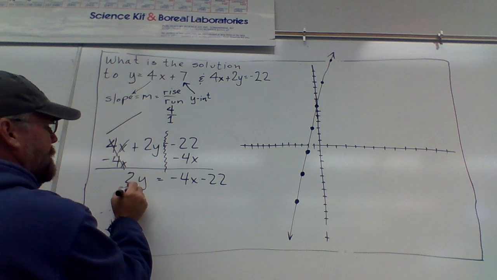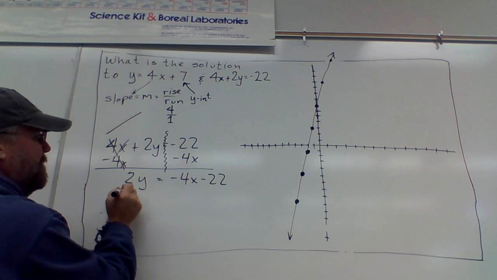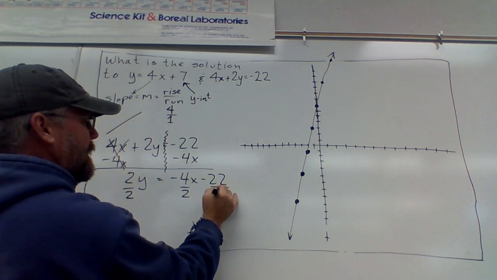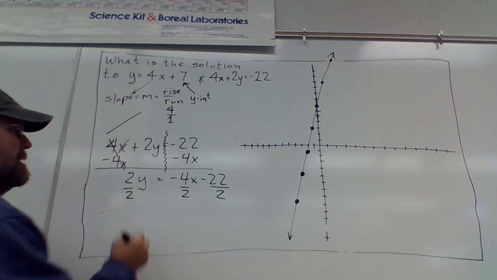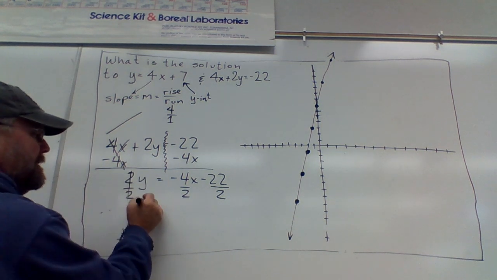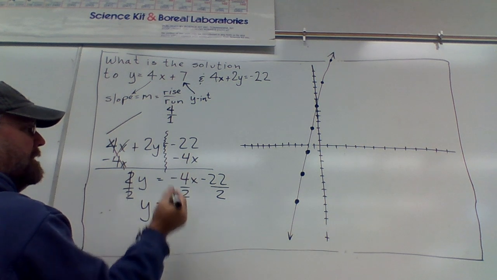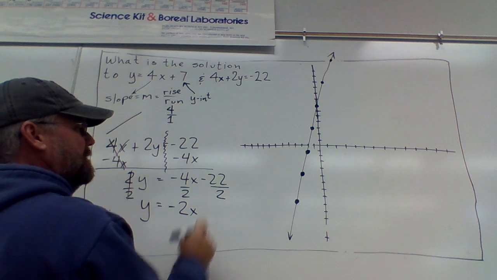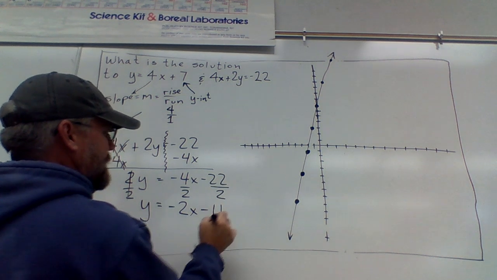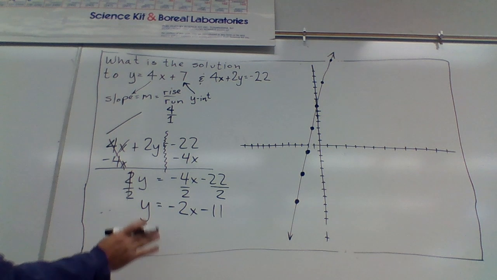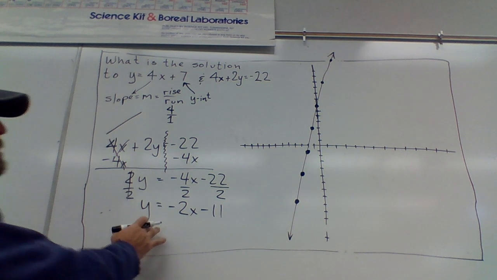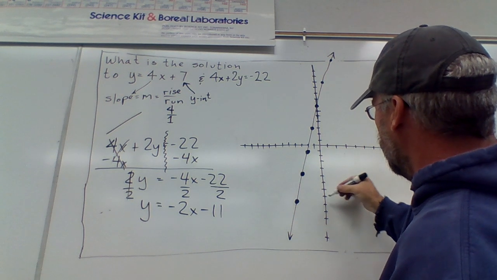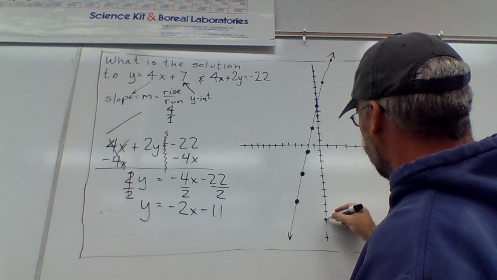Then, to get the y by itself, divide 2 off of there. Whatever I do to the left side, I also have to do to the right side. That leaves me with just y equals negative 4 divided by 2, which is negative 2x, and negative 22 divided by 2 is negative 11. Now I know how to graph that. I go to minus 11: 1, 2, 3, 4, 5, 6, 7, 8, 9, 10, and 11.